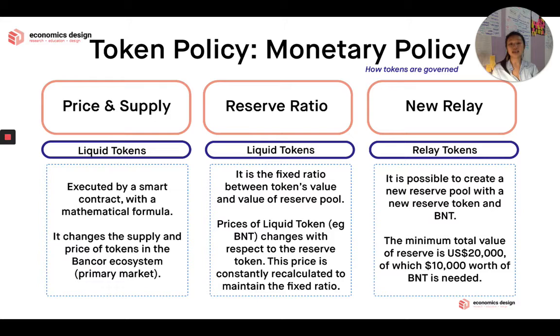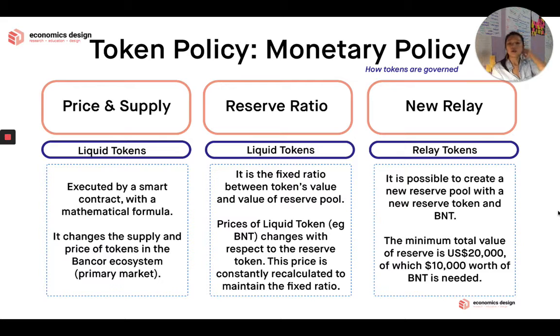Monetary policy is how tokens are governed. Because there are two tokens in the system, we have liquid tokens and relay tokens. So the purple table or the purple circle, they are all talking about the tokens I'm referring to, and then the pink one is on the topic, and then the explanation is found below.